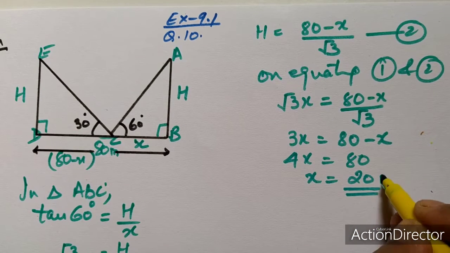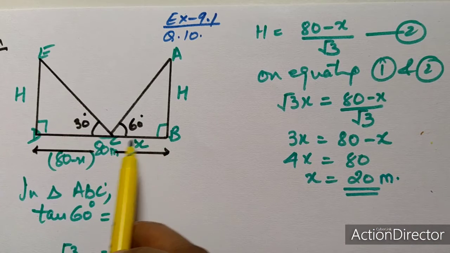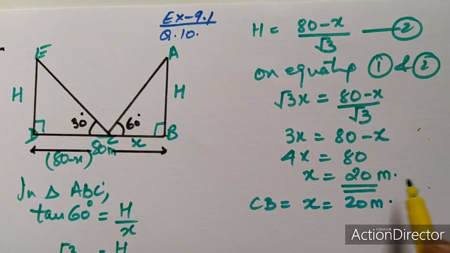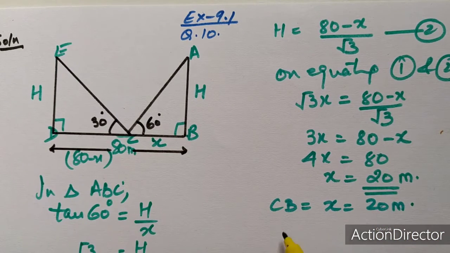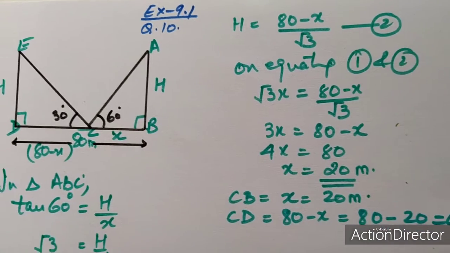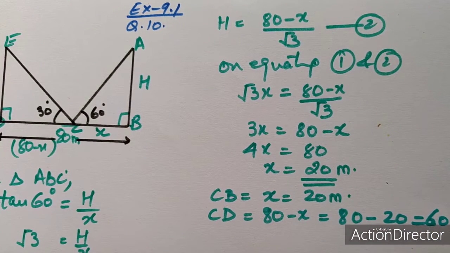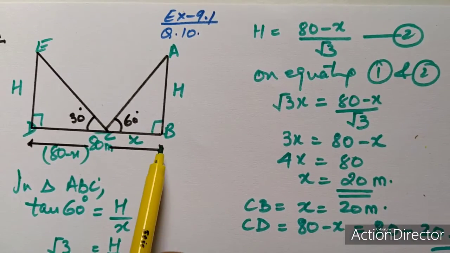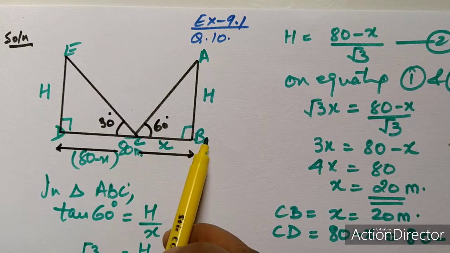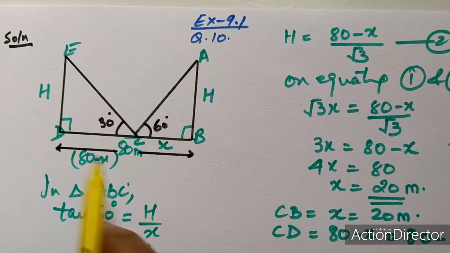Okay. Now this is 20 meter. That means the distance CB, you can write CB equal to x equal to 20 meter. Similarly, we want to find out CD also. Therefore, CD is equal to 80 minus x, that is equal to 80 minus 20, which is equal to 60 meter. This is the distance from the poles. That means point C from B and point C from D.